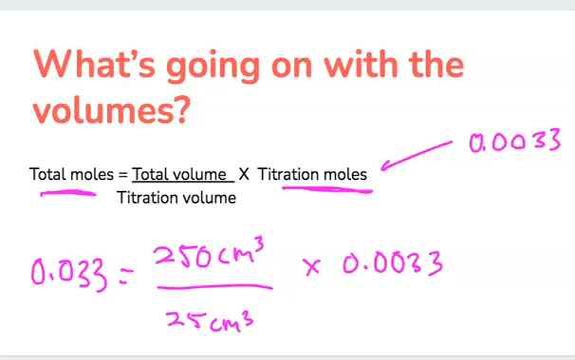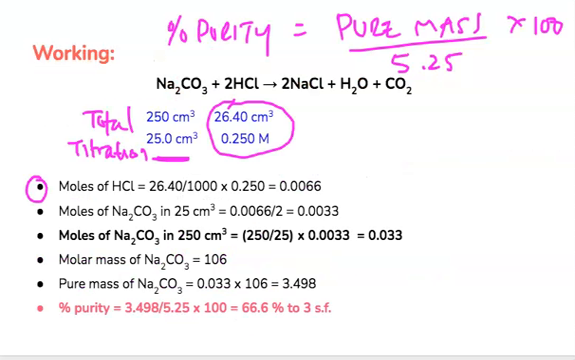Okay. Now, this step in the calculation pops up all over the place for lots of different calculations in chemistry, and that's another reason why I think it's so important to take that time to get yourself organised first, so that you can notice where you've got various different volumes and be ready to do this, okay? So this step here in bold, this is the one that we've just done. The moles of sodium carbonate in that total volume of 250 centimetres cubed is equal to 250 divided by 25 times the titration moles of 0.0033, and that gives us the total moles of 0.033 moles of sodium carbonate.